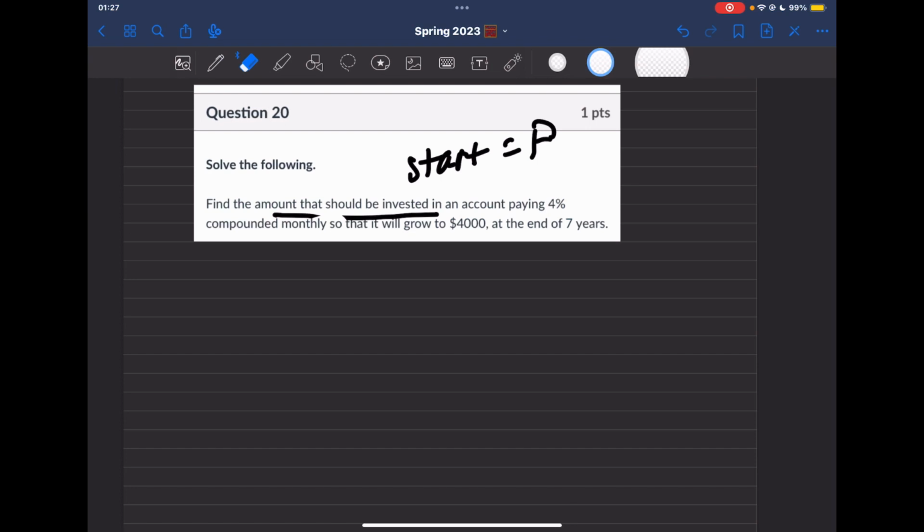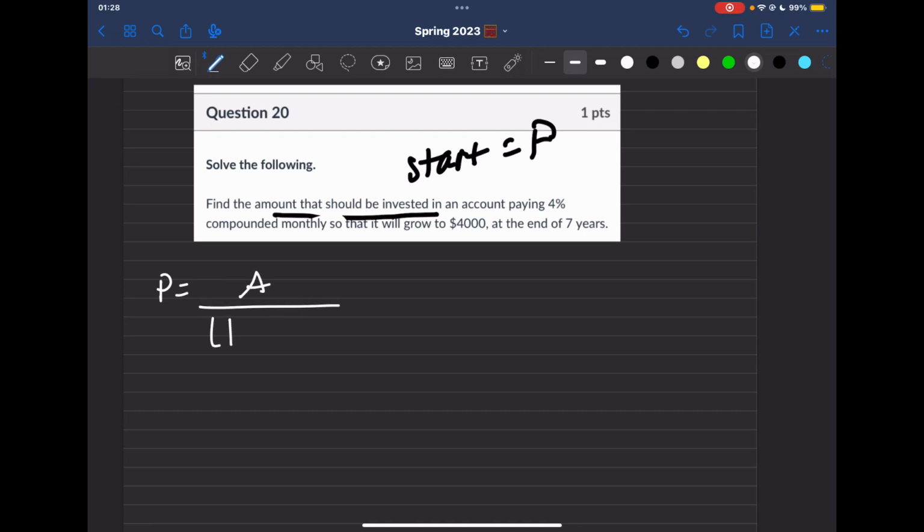Next one, you're gonna use the compound interest formula, but yours says find the amount that should be invested if the account is paying 4% compounded monthly, so it'll grow to $4,000 at the end of 7 years. So it's looking for P. So to find P, it's going to be A divided by the base to the exponent.